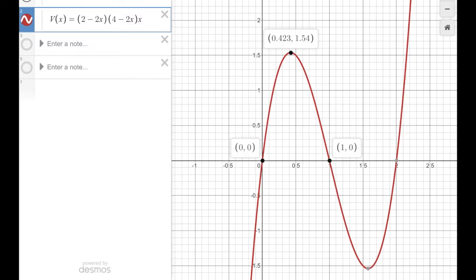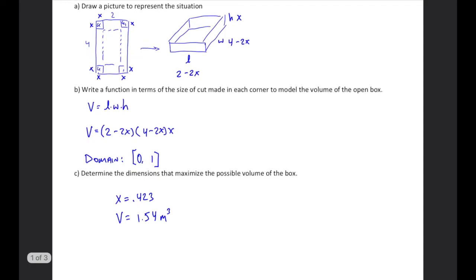In the calculator, you're going to go to the calc screen, which is second trace. That's the button to the left of the graph button. In the calc menu, you can go down to maximum or minimum, depending upon what we're trying to find. In this case, we found the maximum possible volume of that box happens when we cut out 0.423 out of each side, and our volume is 1.54.